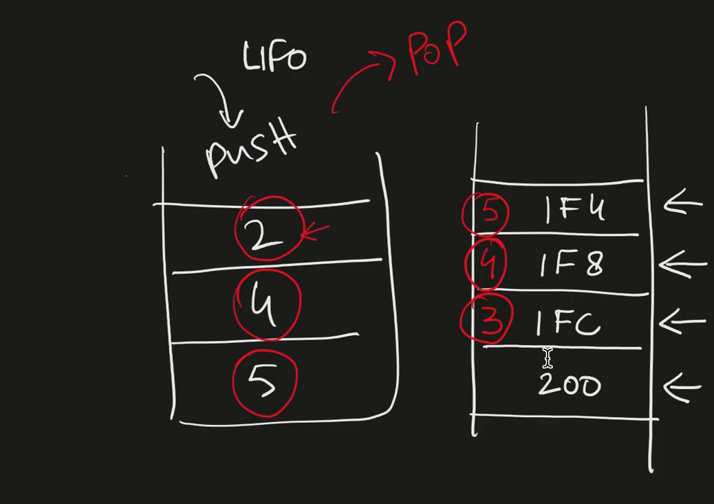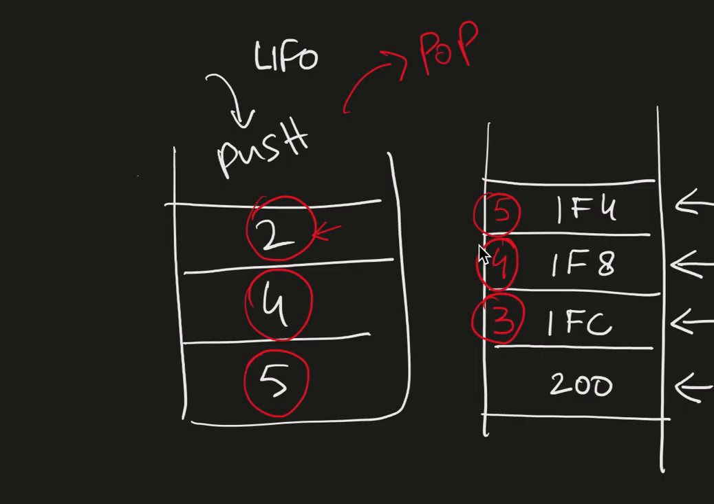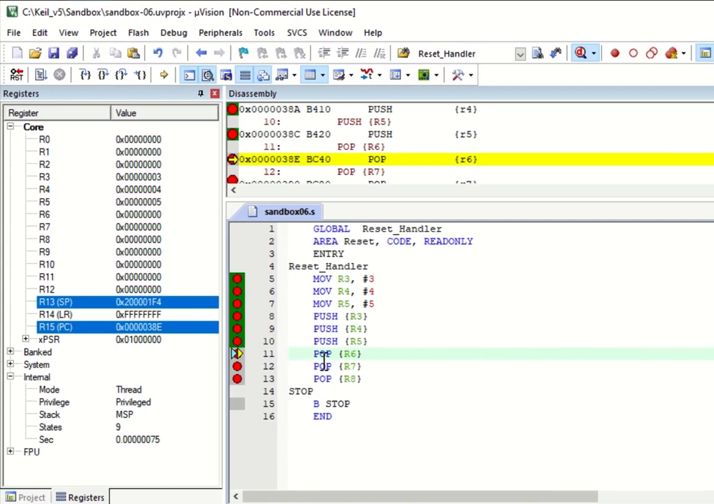Okay, and this is my latest address that the stack pointer is pointing to, 1F4. This is the sequence in which my items or my values are stored in the stack: 3, 4, and 5. Notice 5 is on top of the stack, then 4, and 3 is at the bottom of the stack. So now I'm going to go ahead and execute the pop commands here.